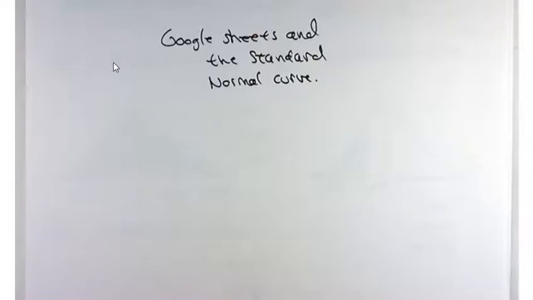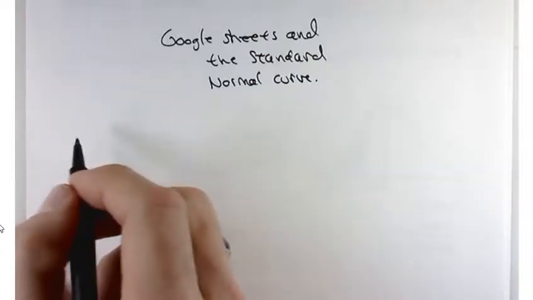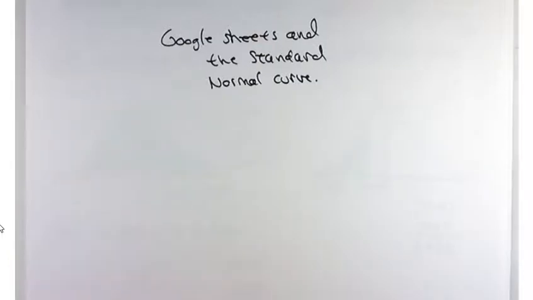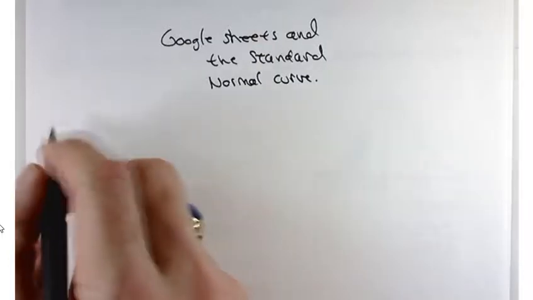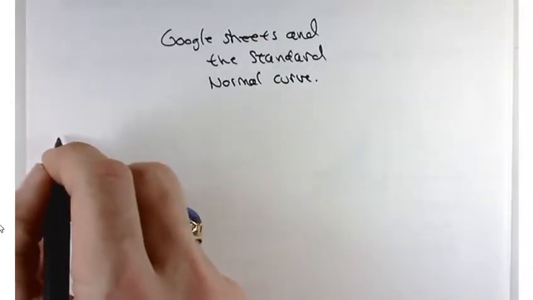So Google Sheets can do this kind of stuff as well. That is, find areas underneath the standard normal curve. And it might make it a little bit more convenient. Kind of depends on how comfortable you are with Google Sheets. I would count on knowing how to do this with the tables. But the command that you want for the area in the tail, area to the left of something in the tail underneath the normal curve, is this.